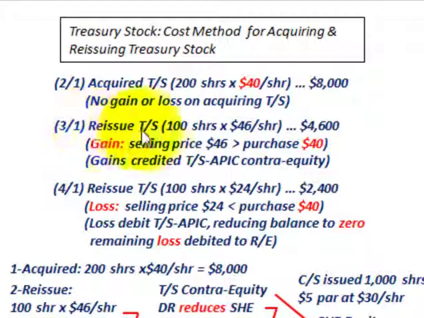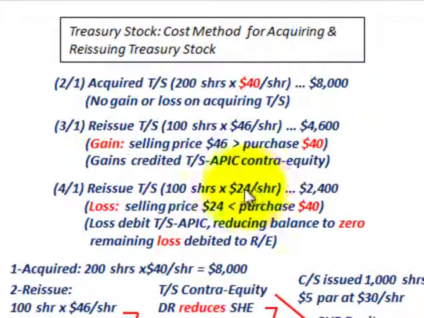Now on 3/1 we reissue 100 shares of treasury stock at $46 per share, and that equates to $4,600. So here's where we're going to have a gain, because our selling price of $46 is greater than our purchase price of $40. We're always going back and comparing it to our purchase price when we're looking at the cost method. In this case, gains are credited to the treasury stock additional paid in capital account, which is a contra-equity account.